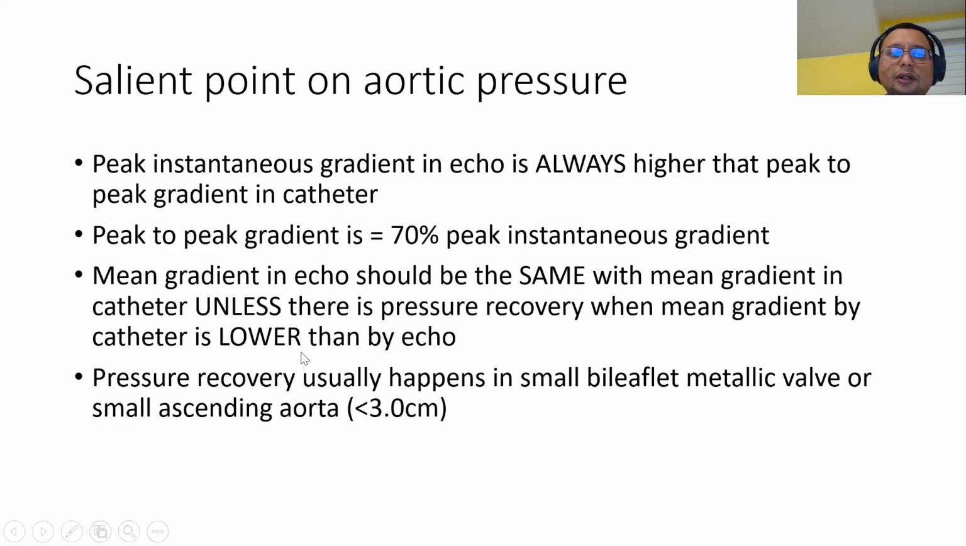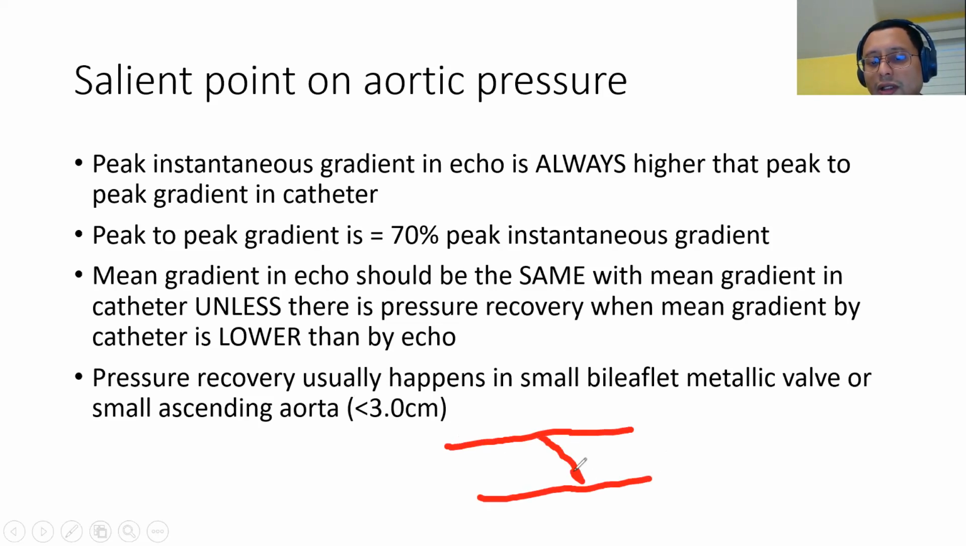Let me just give you an example. Let's say this is the aorta, and that is the valve there. If you measure with echo, you measure somewhere very near to the valve. If you measure with catheter, you measure somewhere here, far. Now, let's say you measure here, you get a pressure of 100 millimeter mercury. So that is the pressure inside the left ventricle, right?